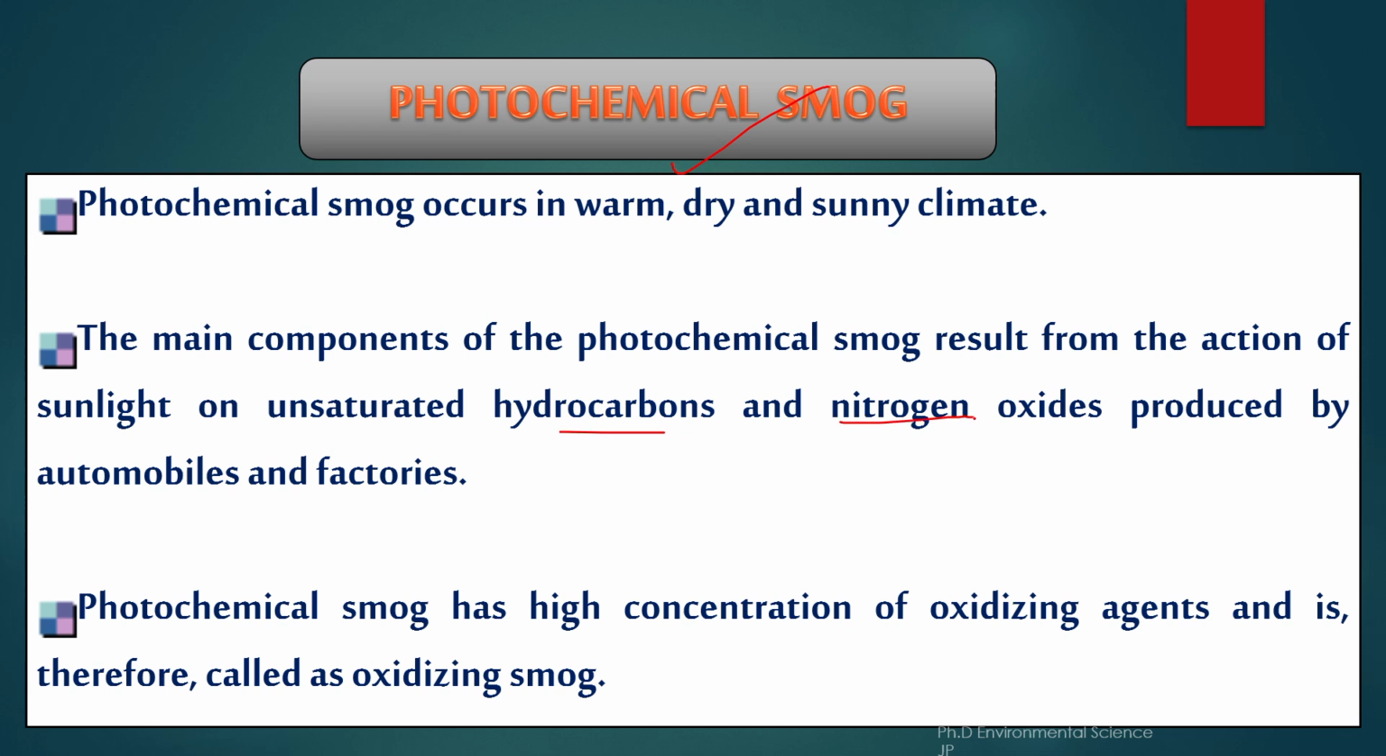In the presence of sunlight, nitrogen oxides and volatile organic compounds undergo a series of photochemical reactions. Sunlight provides the energy necessary for these reactions, leading to the formation of a variety of secondary pollutants. One of the key components of photochemical smog is ground level ozone, which forms when nitrogen oxides react with VOCs in the presence of sunlight.